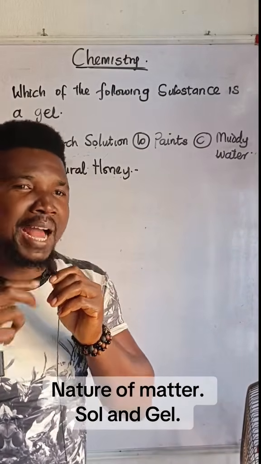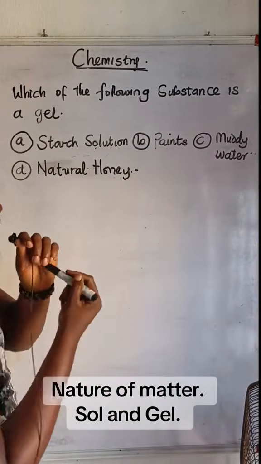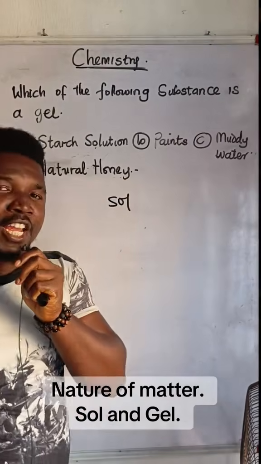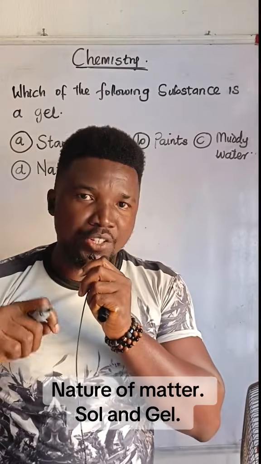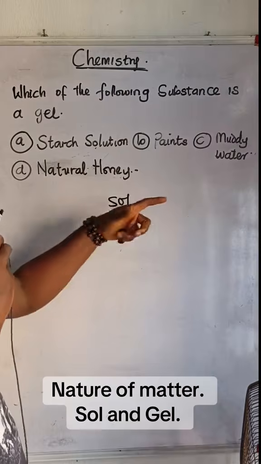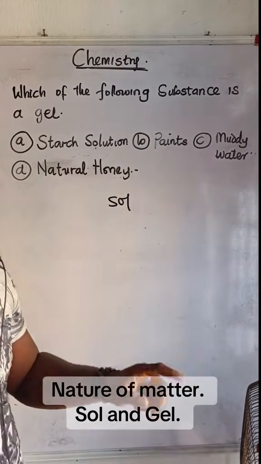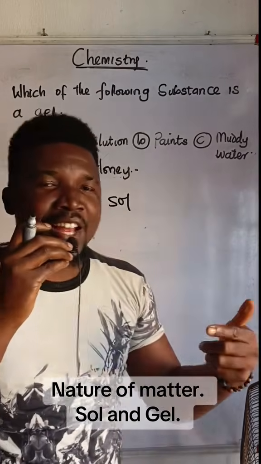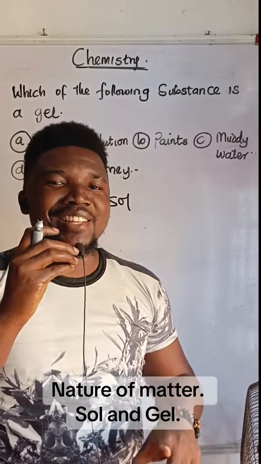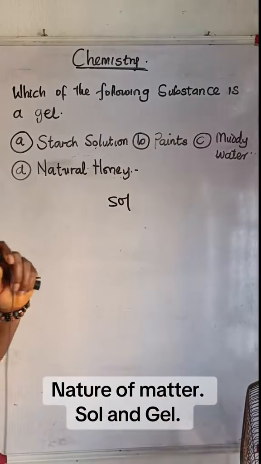But remember that when a sol, let me write it down for you to understand, when a sol becomes concentrated, it turns into a gel. You get the point now. So when a sol turns into a concentrated sol, it gives you a gel. But remember that a sol and a gel are colloidal dispersions where the solute is insoluble in the solvent. So starch solution is not the answer.